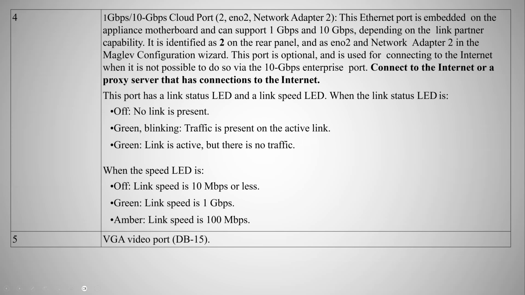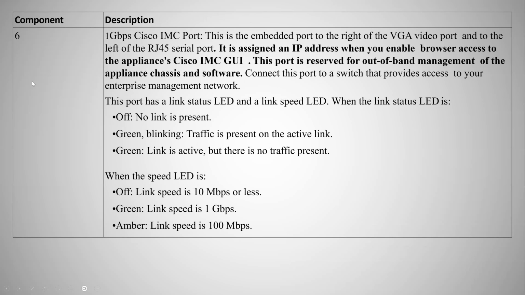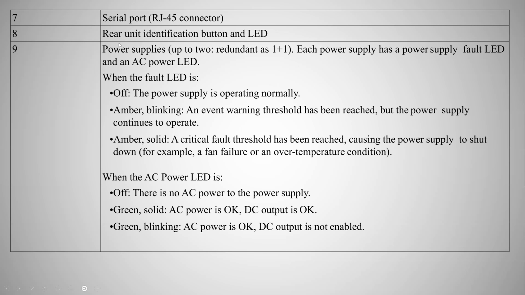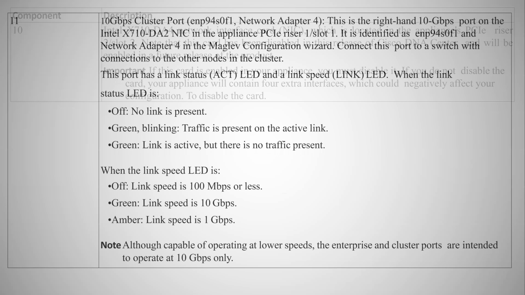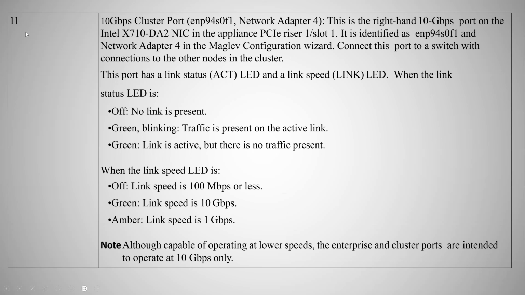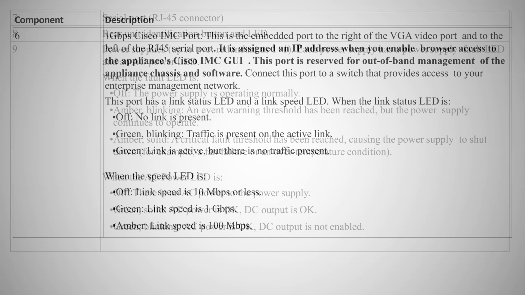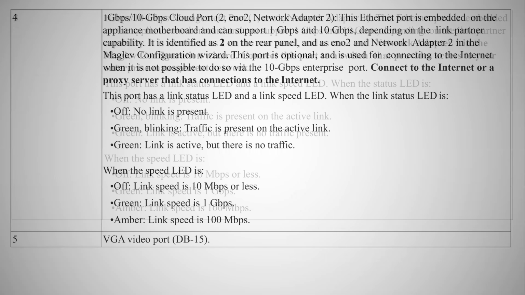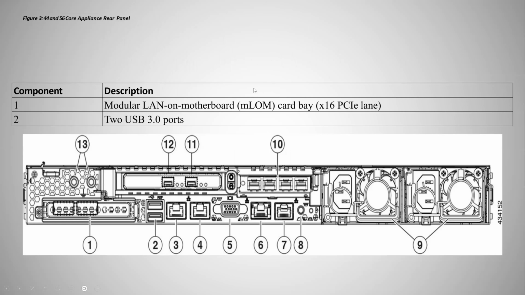Use the markers so I can highlight, right? And then 6 is your CIMC, Cisco IMC port, to manage the device itself. And you can see it is a 1 gig port. Then you can see the serial port, rear port. Now you can see 11 is the cluster port, that is 10 Gbps. You can see the placement of 11 in the diagram, somewhere on the top.